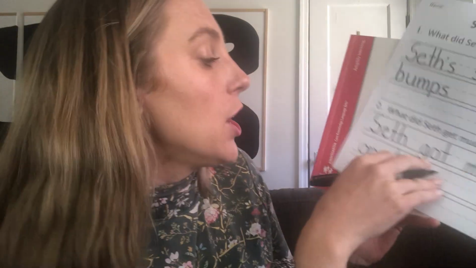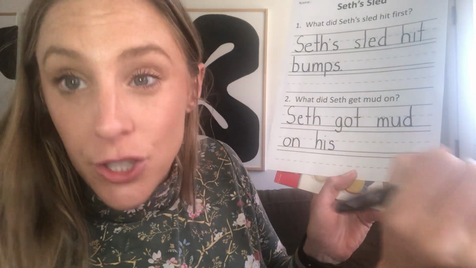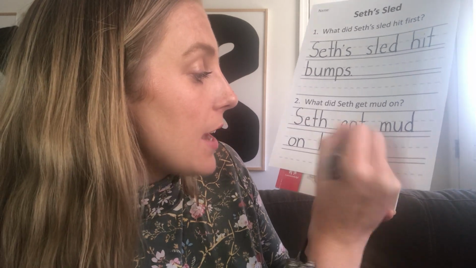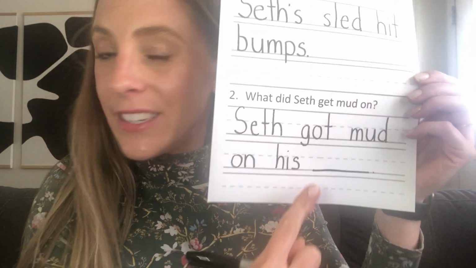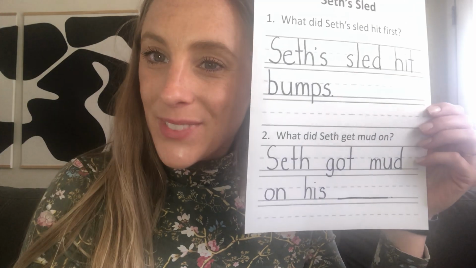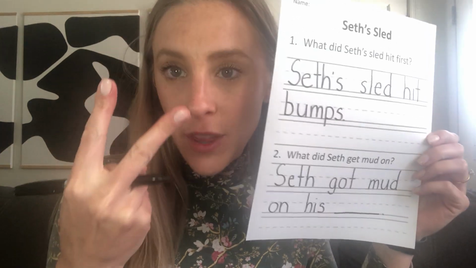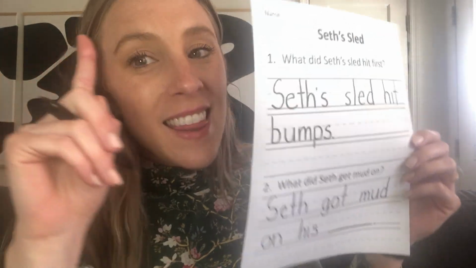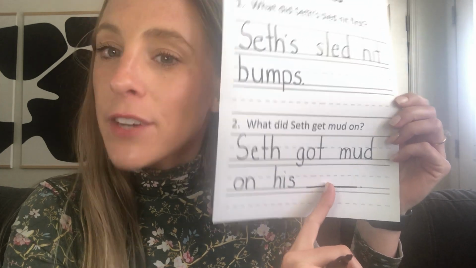I'm not going to tell you the answer. You're going to go back in the book and you're going to find one thing. I'm going to draw a dark line, but you don't do this. I'm going to do it though. That just means that's where you're going to write your answer. So Seth got mud on his blank. Use the book to help you spell that word. And if you want a challenge, you could write 2 things Seth got mud on. You could even write 3 things Seth got mud on because the author did mention 3 different things. But if you just want to do one, that is perfectly okay.